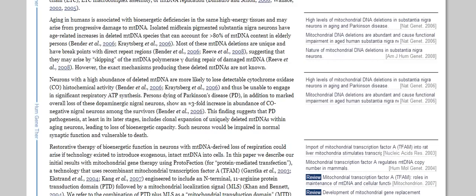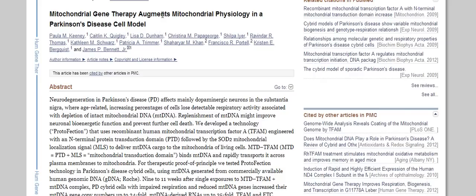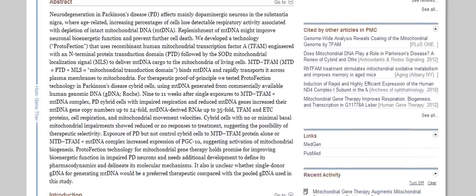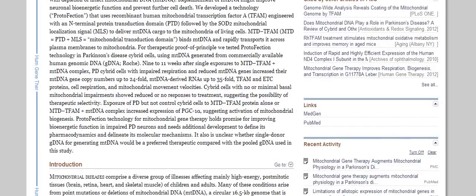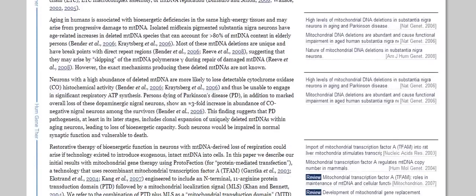And this is very, very new, so I wasn't able to find so much on it, but I found this: mitochondrial gene therapy arguments, physiological in Parkinson's disease. So they're modeling this after Parkinson's disease. So let's have a look at what their deal is.